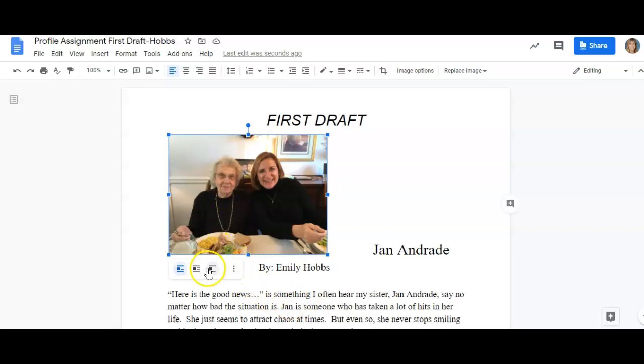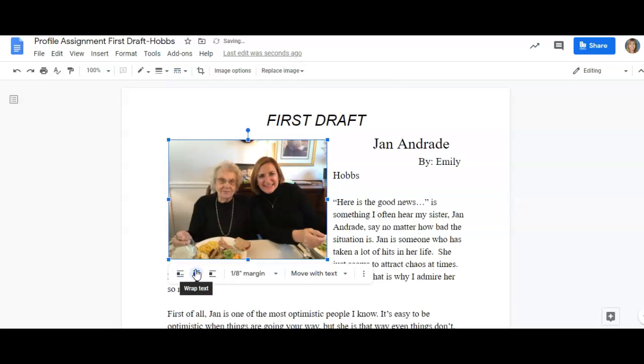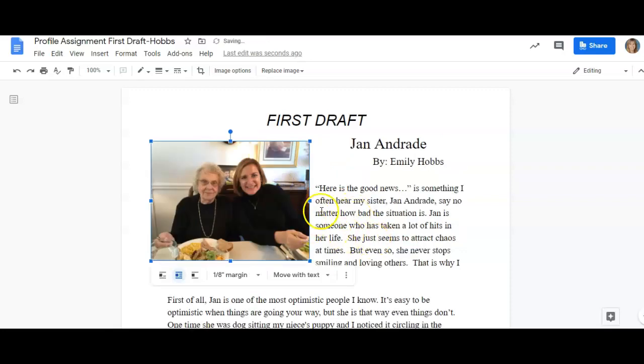When you right click and you click right on this little one, it says wrap text. That's the one that you want; that will put it on this side. It looks like even when I did that, it messed it up just a little bit, but that lets you move it around.